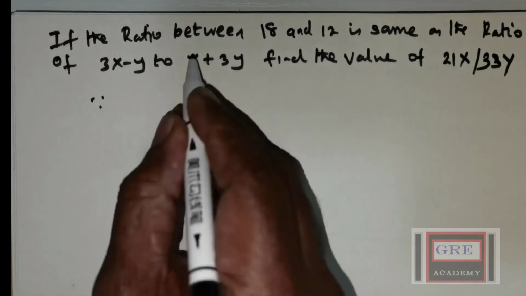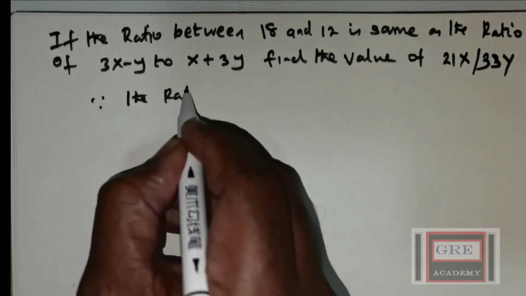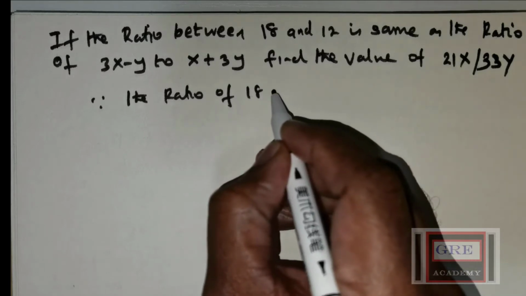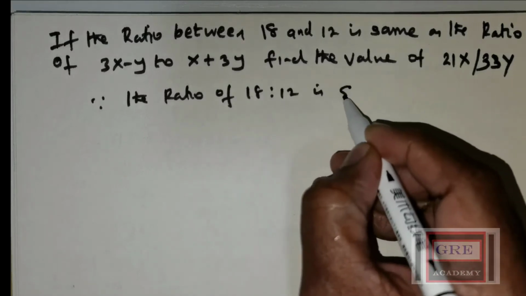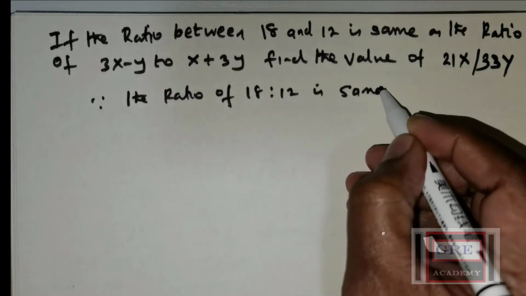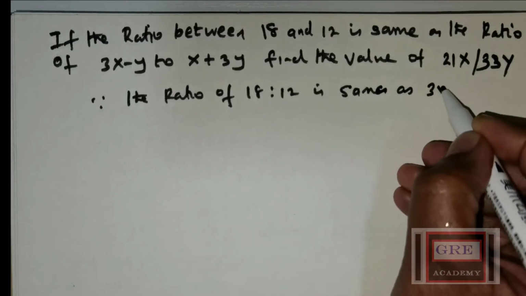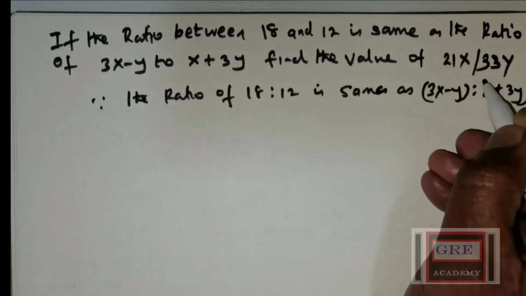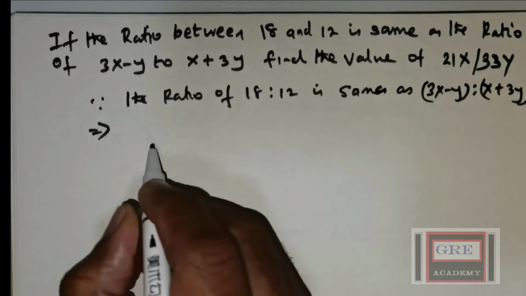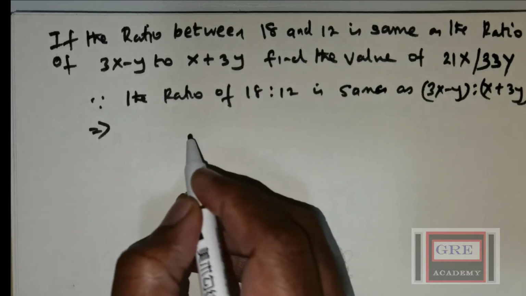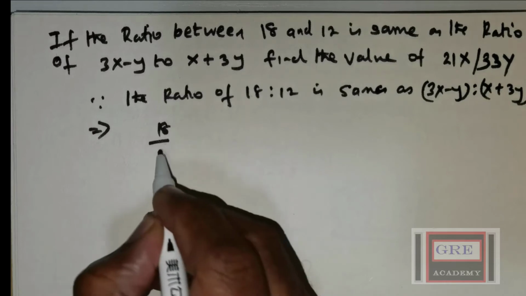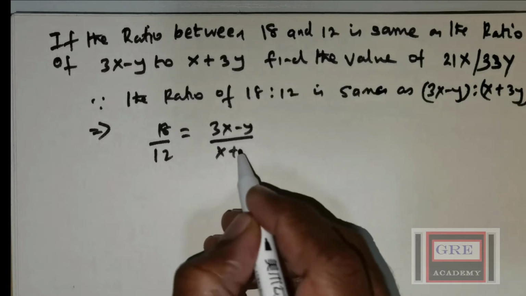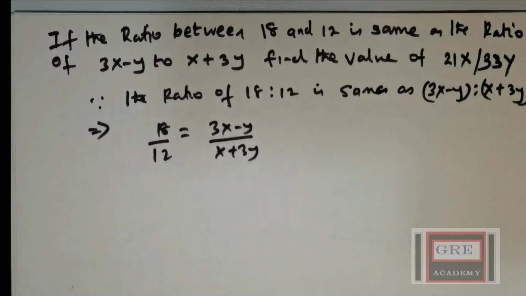Now, since the ratio of 18 to 12 is the same as 3x - y to x + 3y, this implies, so what can we write here? So this means 18 over 12 is equal to (3x - y) divided by (x + 3y). So this is the equation that you need to write.